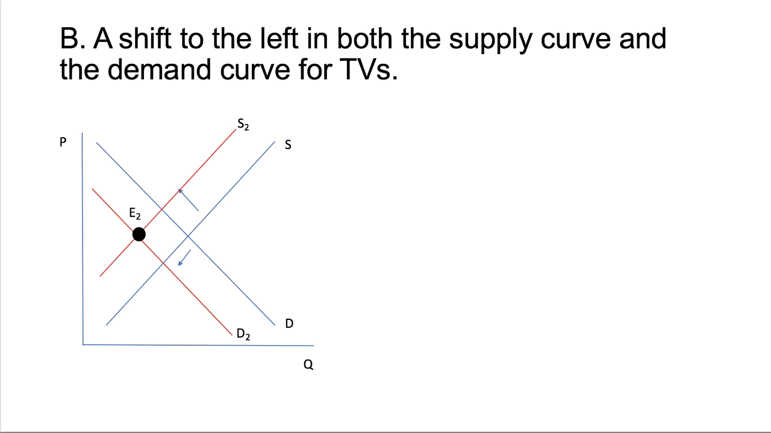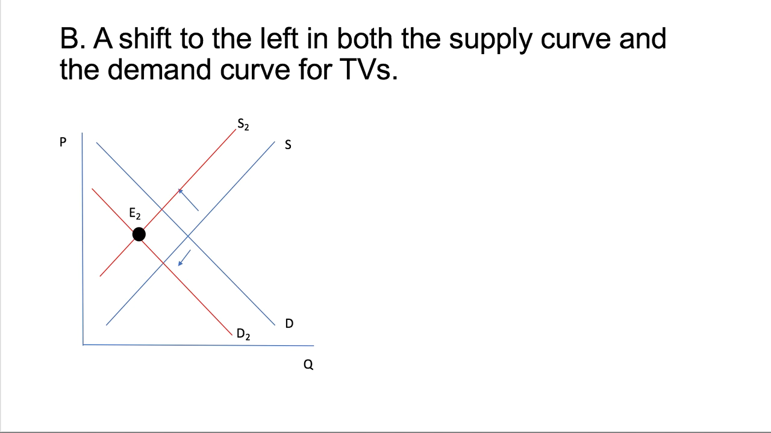The correct answer is B, a shift to the left in both the supply and demand curve for TVs. Looking at the supply and demand curve, it becomes clear that shifting the supply and demand curves to the left can result in several different outcomes depending on how much the curve moves.